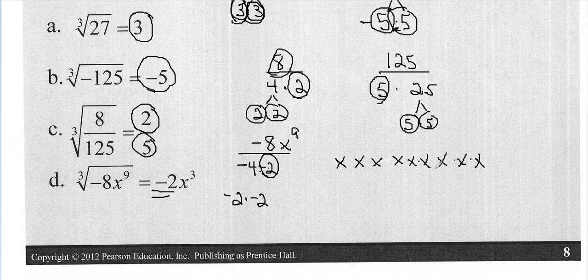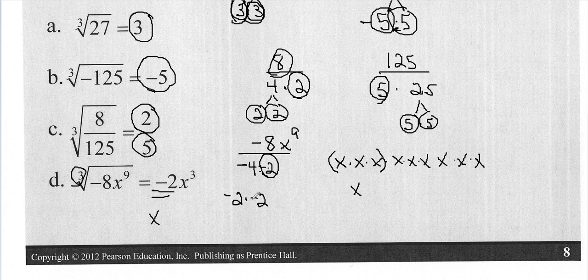There's 9 of them. 3, 6, 9. Be official here. Okay, since the index number is 3, then for every 3, I'm going to take out 1. For every 3, I'm going to take out 1. I'm going to take out 1 here. I'll put it over here.